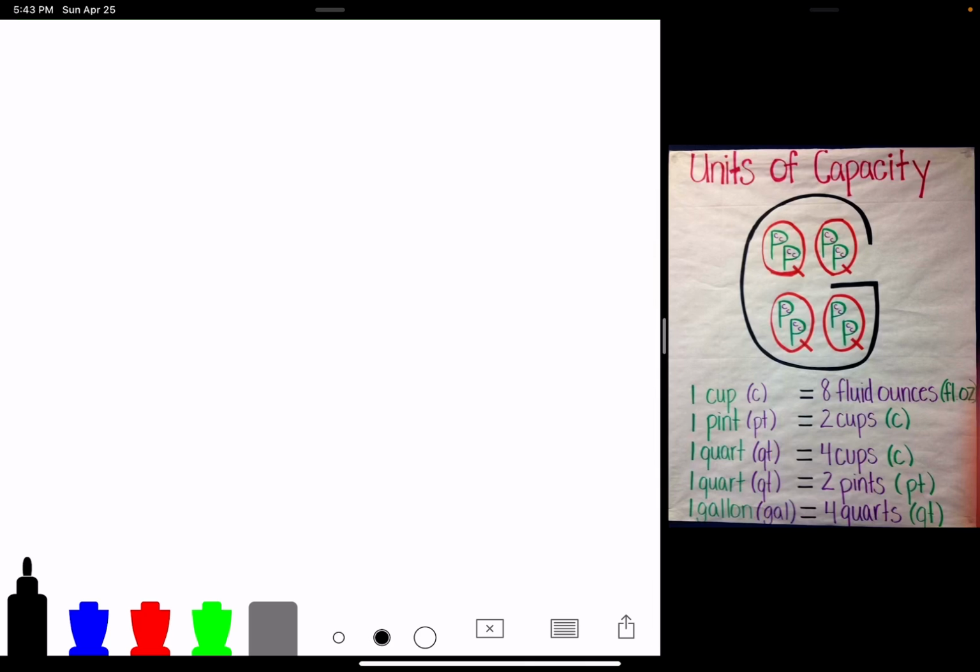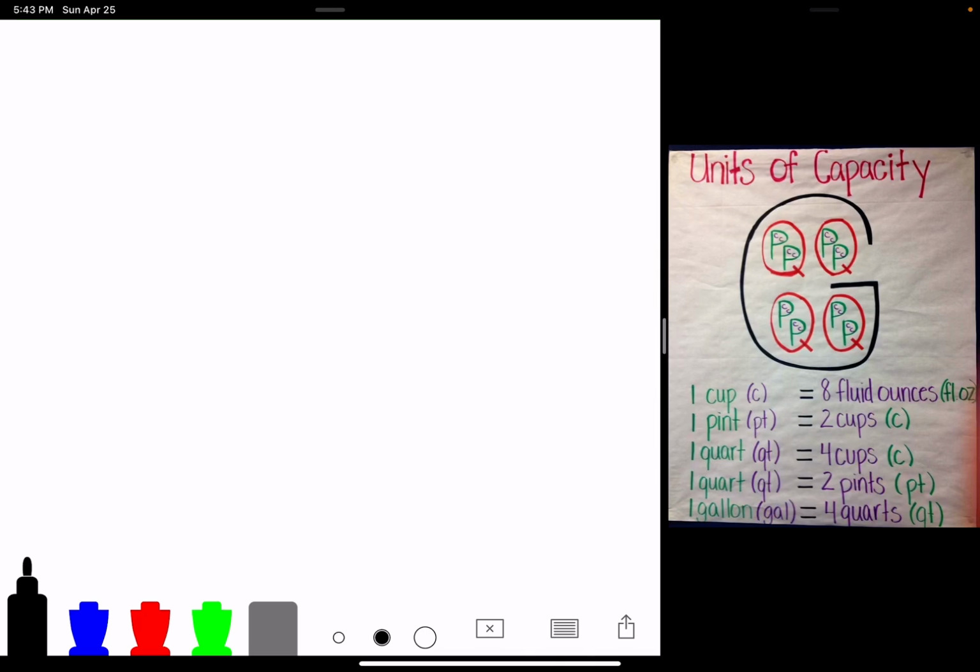Now that I understand my units of capacity, I'm ready to start doing some problems. So here on the right, I have my conversion table, which is going to help me solve the problems. This is really important and completely okay to use when you're solving problems. I don't expect you to have all of these memorized, but I do want you to get used to taking a table like this and using it in some of your problems.